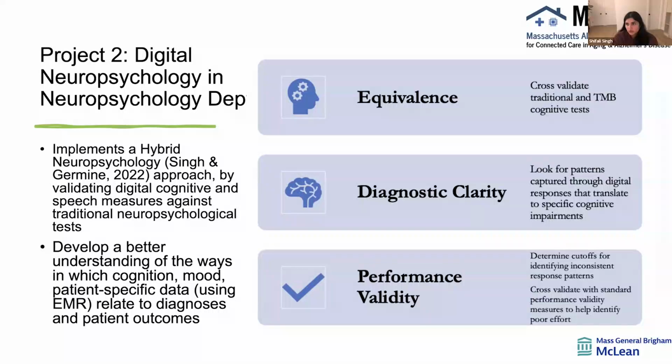And so the goals are trifold, which is cross-validating these traditional neuropsych measures, which are so great with sensitivity and specificity, specifically for dementia-related disorders, but then also looking for patterns captured through responses that relate to specific cognitive impairments and performance validity. So determining whether our patients are engaged is a huge part of what we do in neuropsychology. And so using digital tools to capture that nuance can be very beneficial for us.